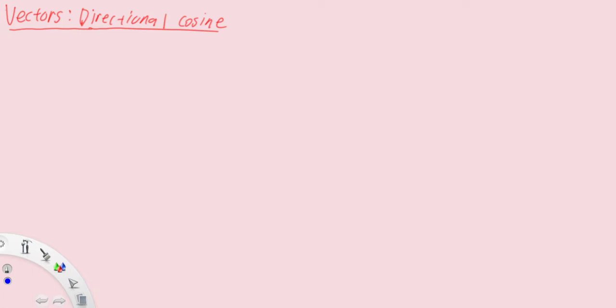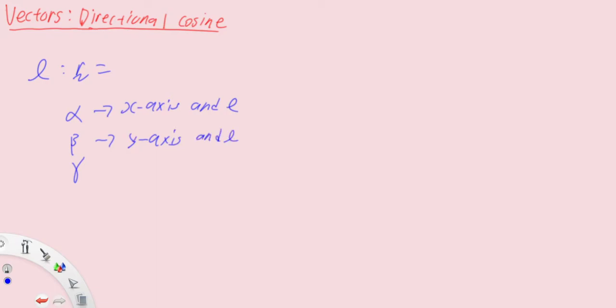But coming back to vectors, I kind of missed out a particular concept, and this concept is called the directional cosine. So the idea is that if we have a line L, and I'm going to write out the equation later on, if this line L makes three angles with the axes, you have alpha, usually given to the angle between the x-axis and L, beta, the y-axis and L, and lastly gamma, well, we know what's left, the z-axis and L.